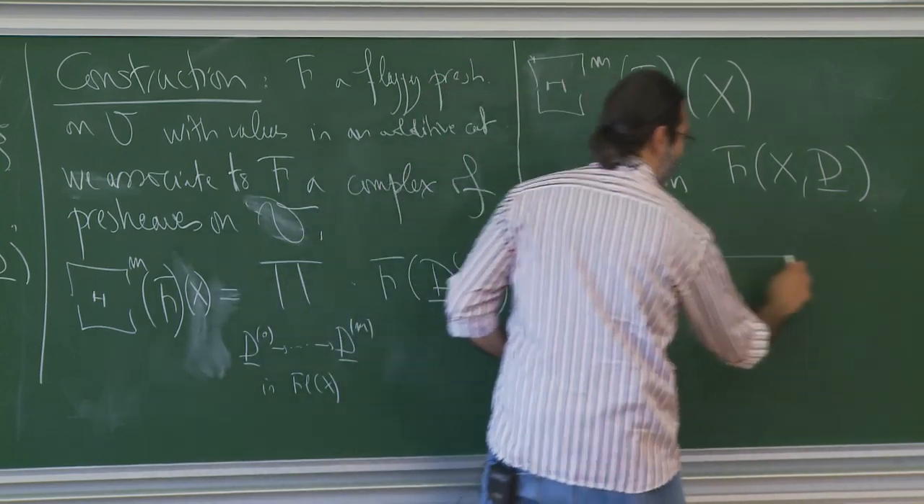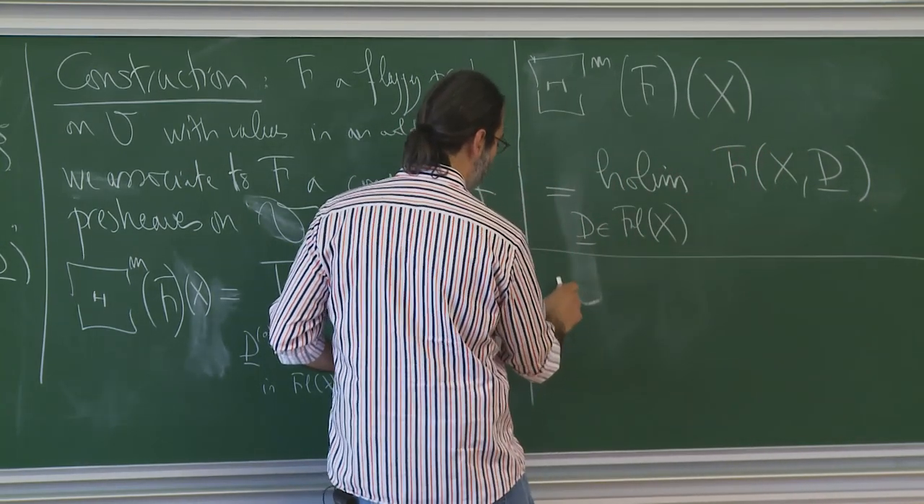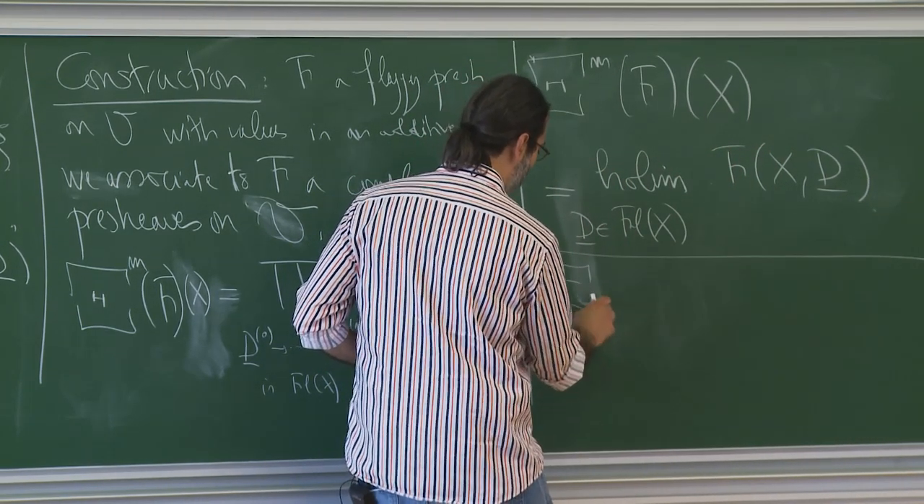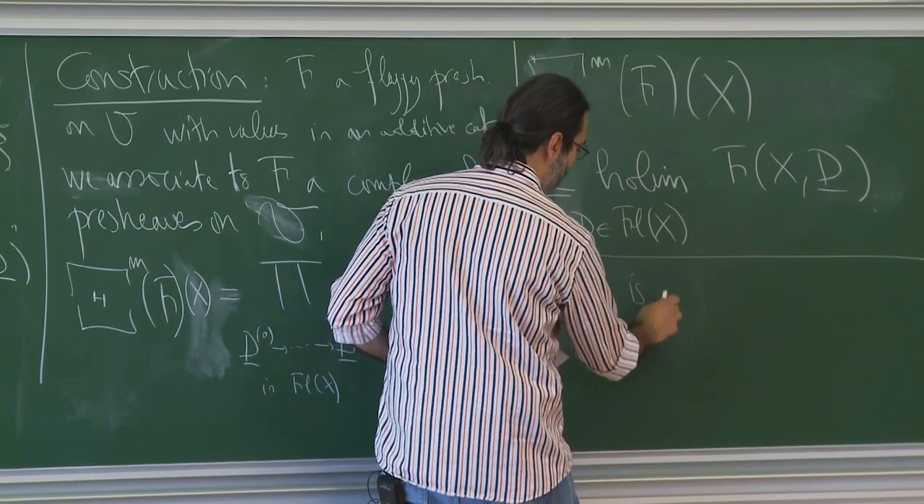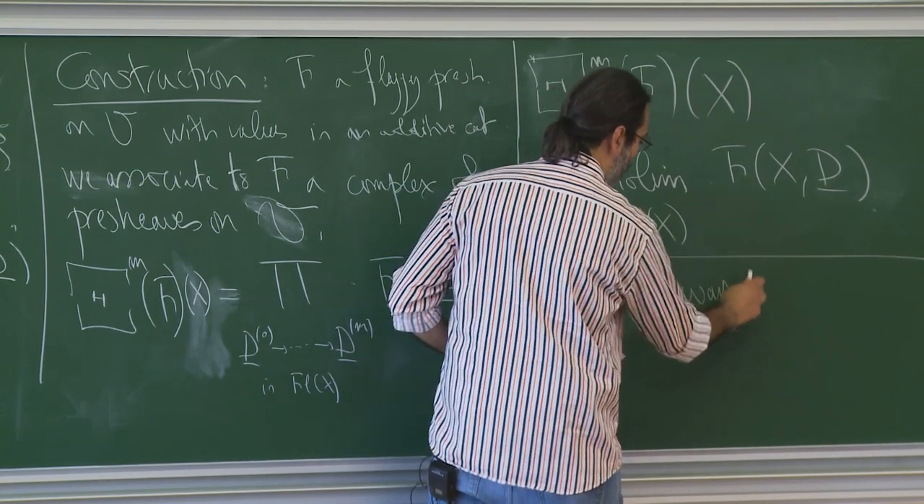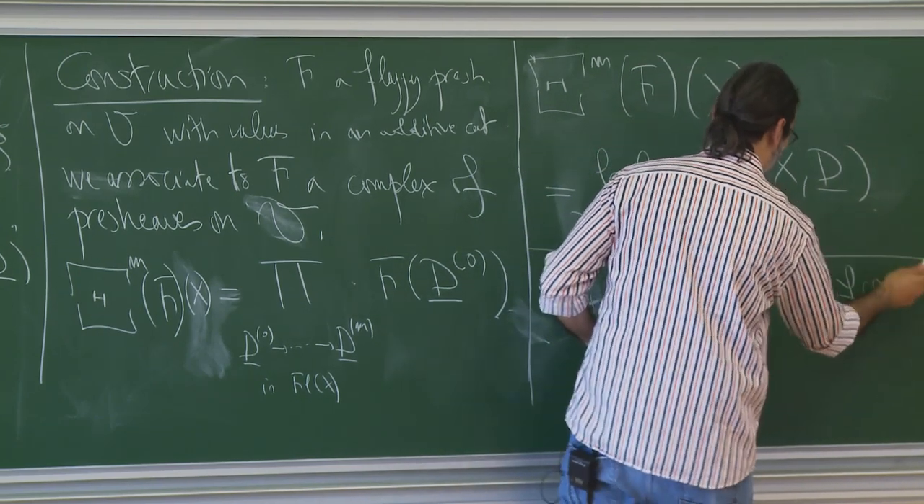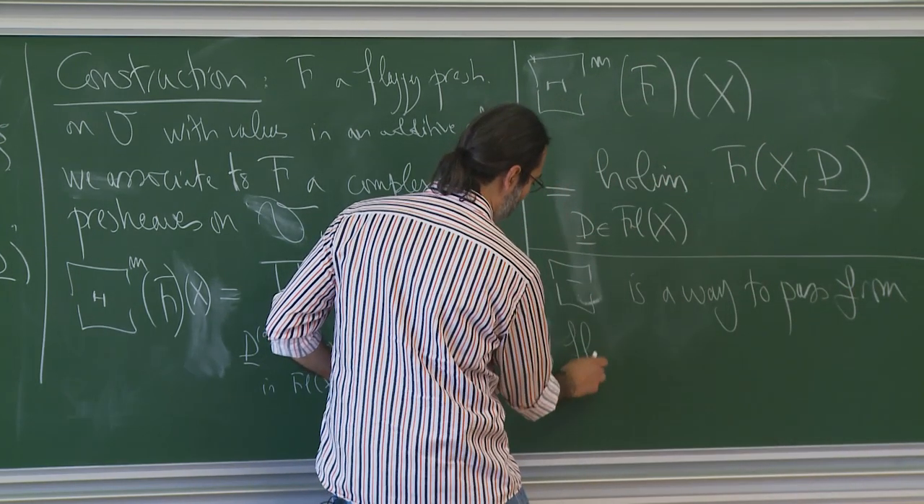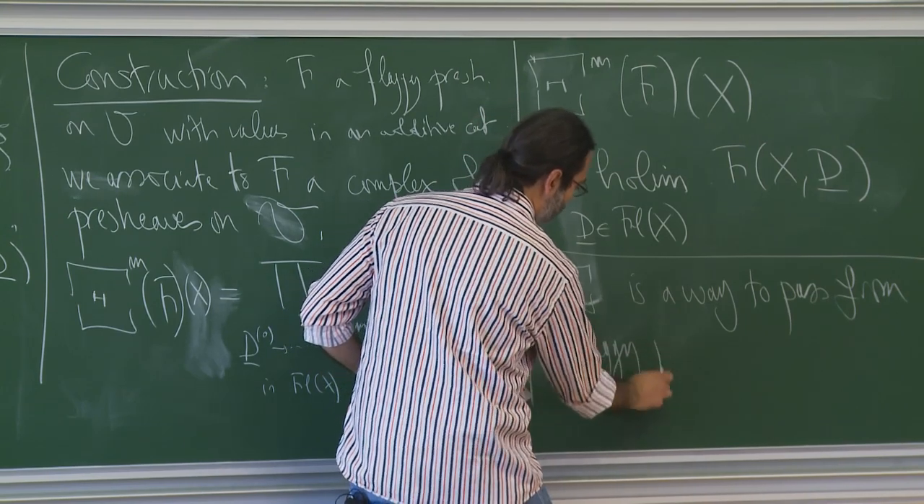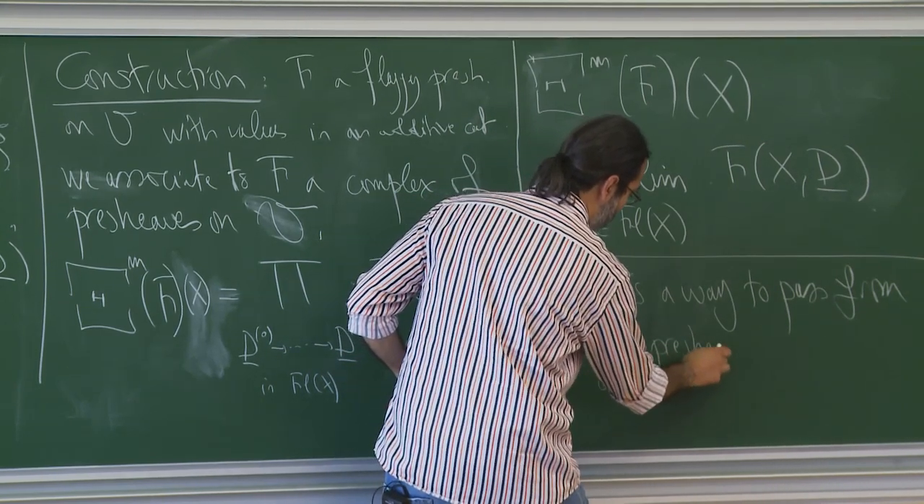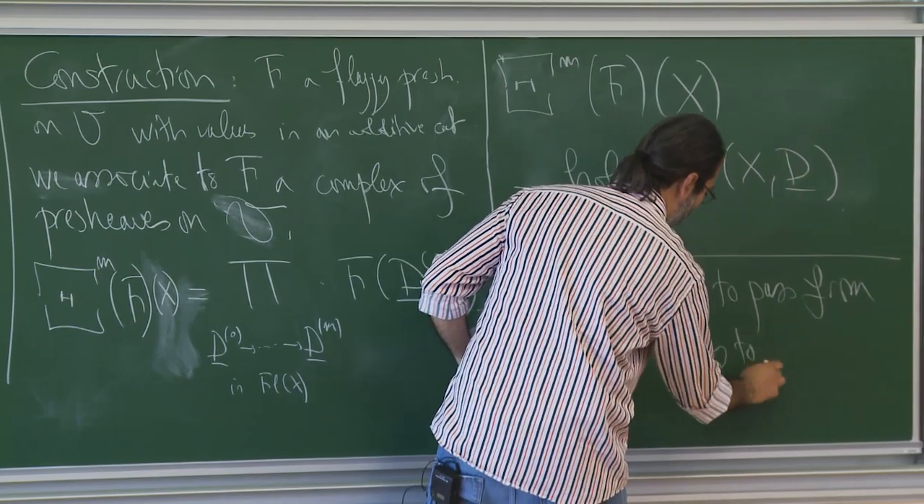It's not important, but Xi is a way to pass from flaggy presheaves to usual ones.